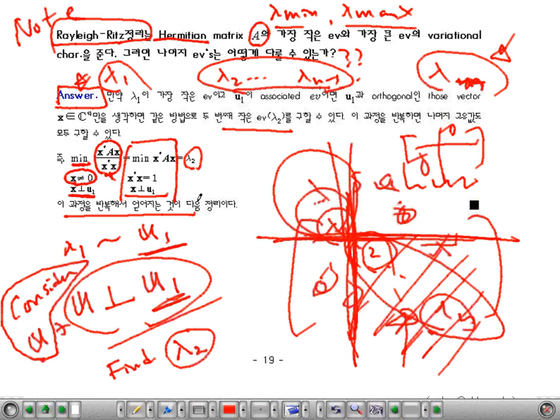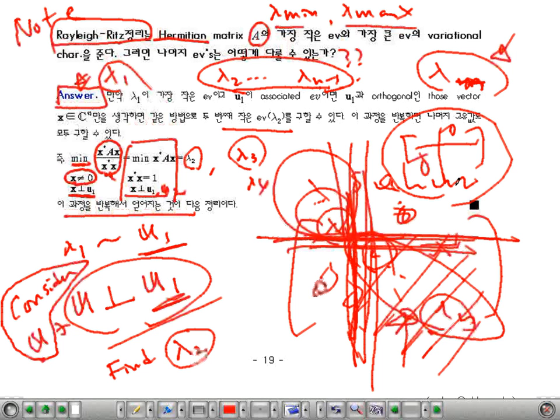We can continue this argument to find lambda 3 and lambda 4. When you try to find lambda 3, all you have to do is deal with the vectors which are orthogonal to u1 and u2. Then it has this type of structure. So we can find the vectors and eigenvalues other than lambda 1 and lambda 2, but still it is the smallest. Then we can have lambda 3.